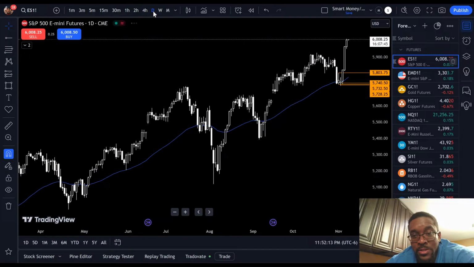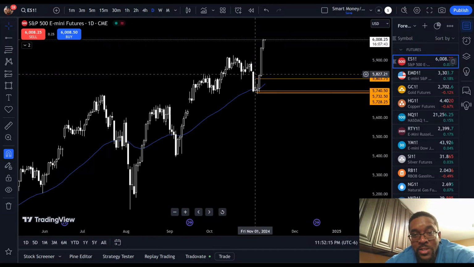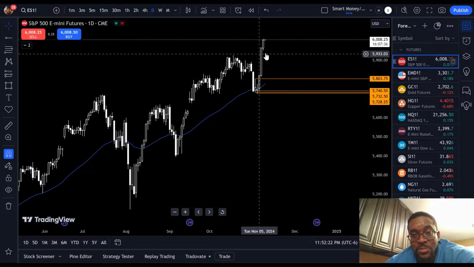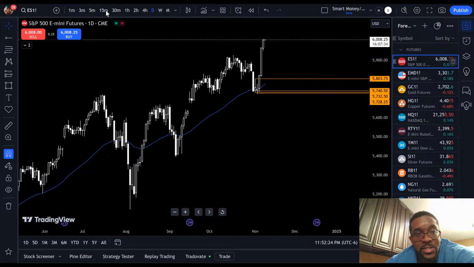Let's go back to the daily. All right. So they will target the high of this candle. Me, I target this high up here. This will be my target. And as you can see, price smashed through it. All right. And check this out.